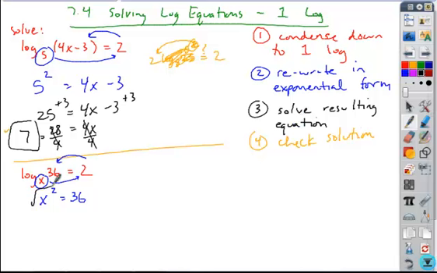Solve the resulting equation. When we solve this, we extract the square root. We get x is equal to positive or negative 6. Remember, when you extract the square root, you do have to take into consideration the positive and negative root. When we check our solutions, do we get a negative inside our log or a negative as the base of our log? So the negative 6 is extraneous. The only one that works here is the positive 6, and so there is only one solution here, and that solution is 6.